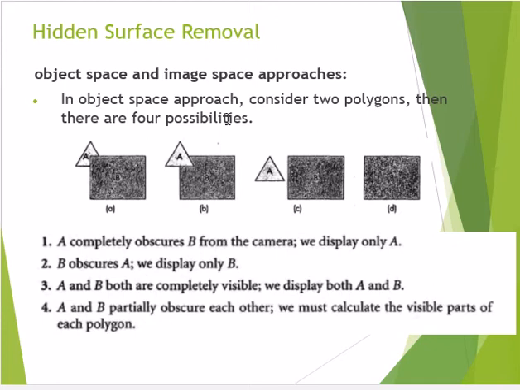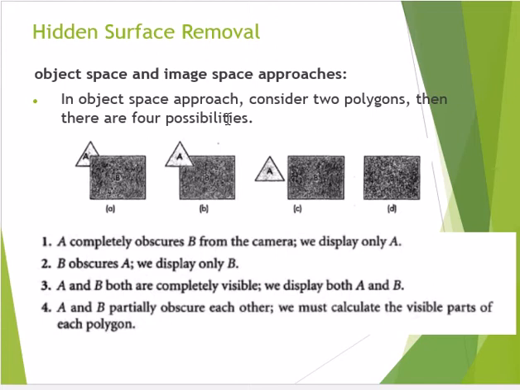So basically there are two approaches for this hidden surface removal. One is called the object space approach and another is called the image space approach. As we saw earlier, in the image space we concentrate on the whole image at once, or else we can take up object by object in the object space.